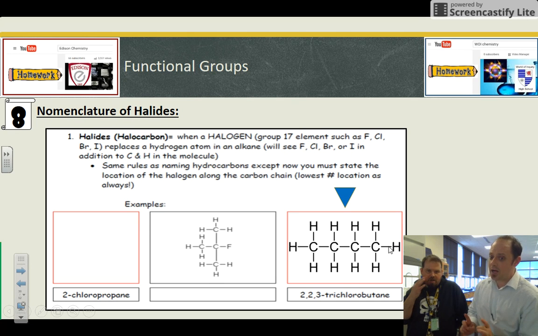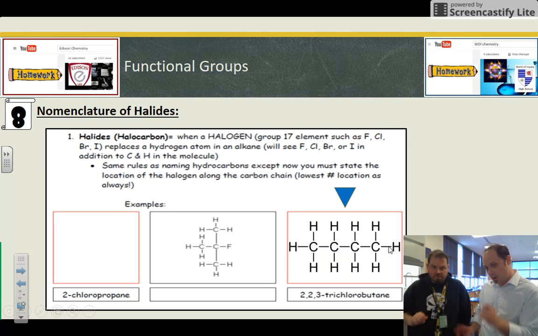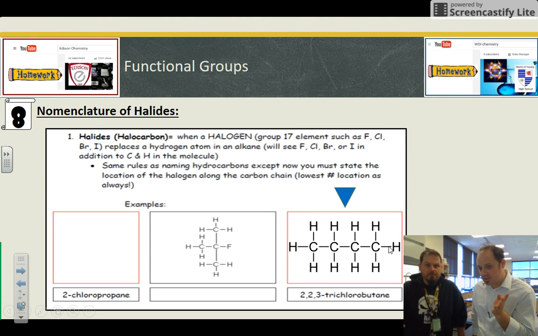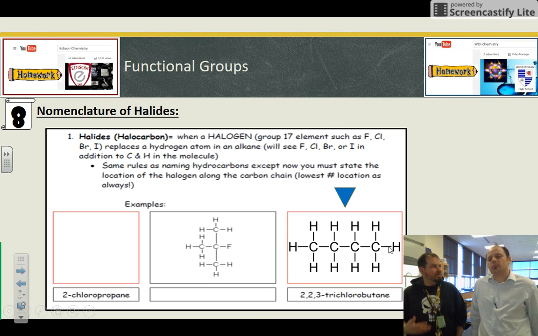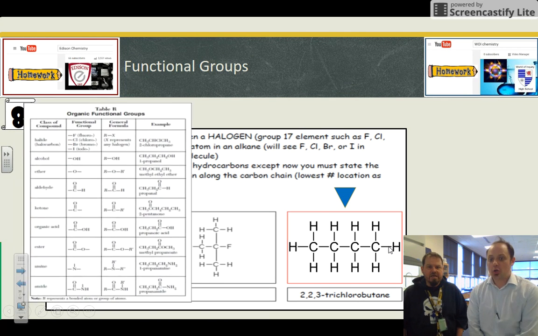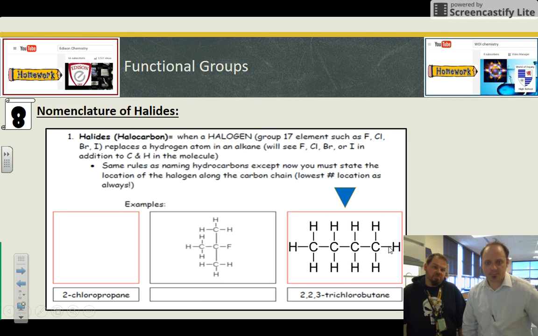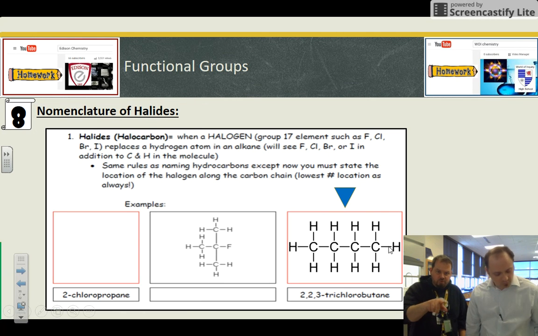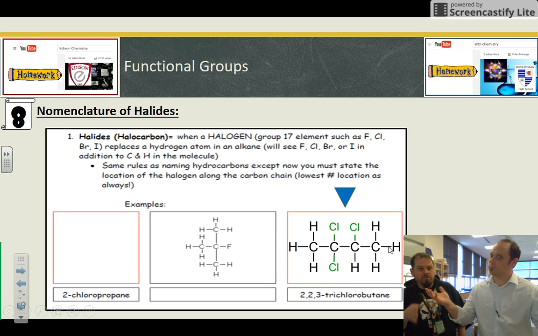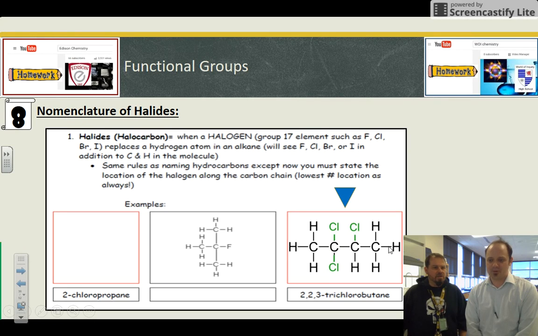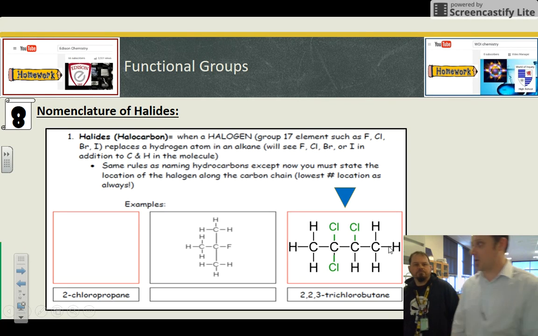2,2,3-trichlorobutane. Butane, 4 carbons, so we're going to start with that. Don't draw this yet. I just want to show you that it deviates from the normal butane. Trichloro means there's 3 chlorines. I would do the same thing I just did for you, looking up chloro on Table R. So to speed things up, I got 3 chlorines, 1 on the second carbon, another 1 on the second carbon, and 1 on the third carbon. That's 2,2,3-trichlorobutane.